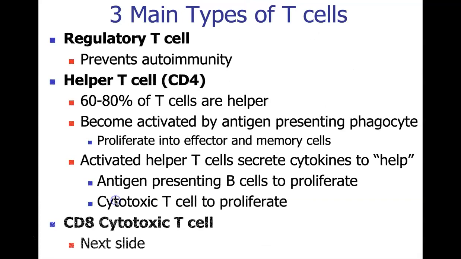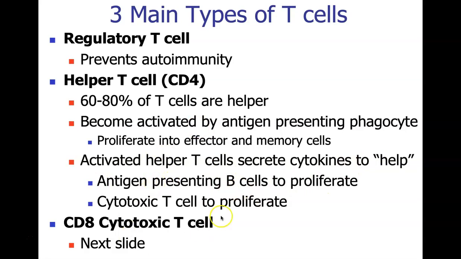So the three main types are regulatory, helper, and CD8. Regulatory T cells prevent autoimmunity. So there's a lot of work on these regulatory ones and autoimmune diseases because the misfunction or malfunction of T cells can cause autoimmune diseases. Okay. The helper T cells, they're called CD4 sometimes, are the vast majority of T cells. They become activated by antigen-presenting phagocytes. And the activated helper T cells secrete cytokines to help. They help recruit more stuff to that area.